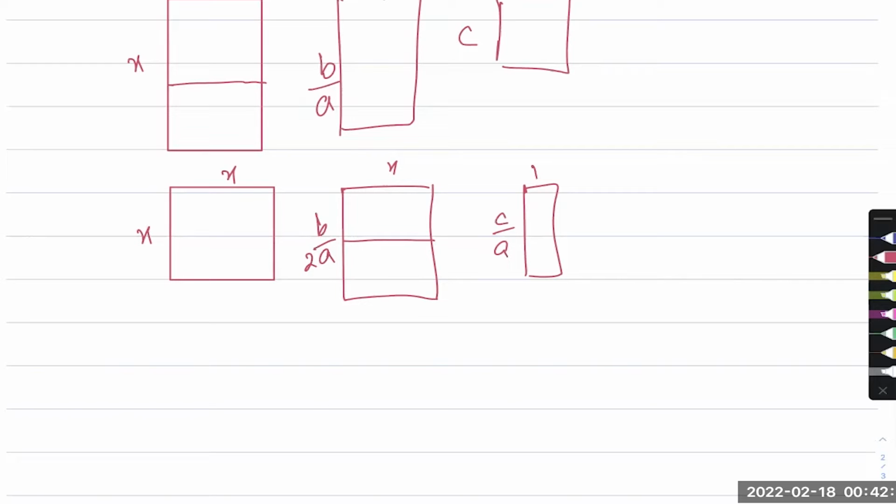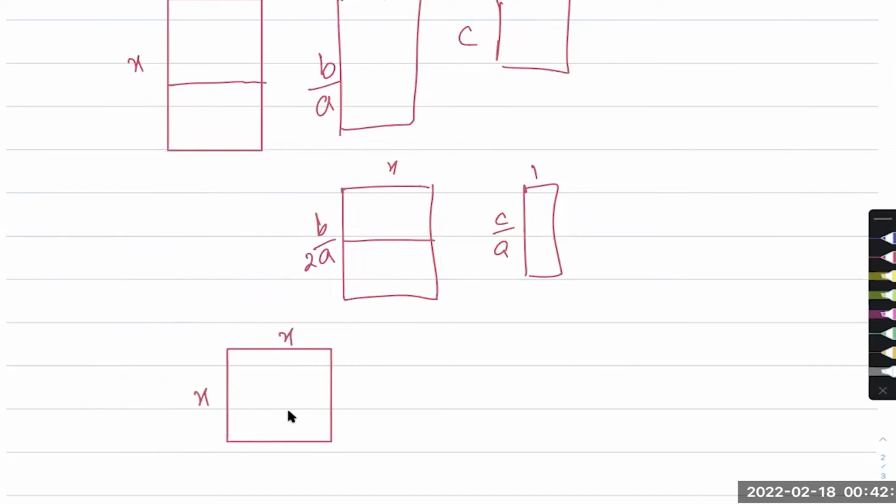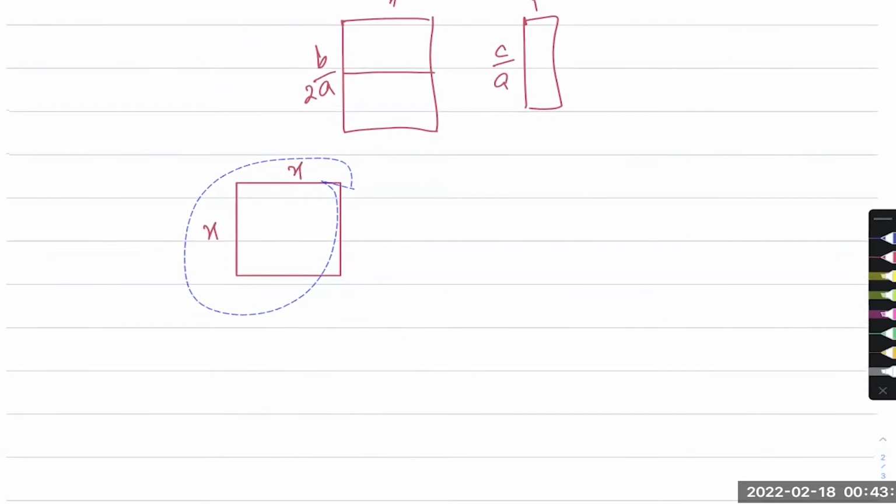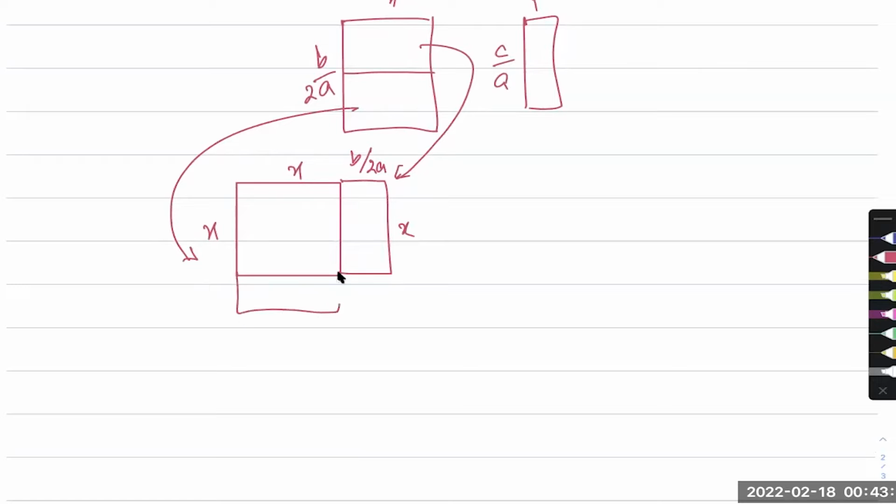Now here's an interesting part. If I take one of these B over 2A pieces, what is its width? Its width is X, isn't it? Yeah. So I can take this one and put it here like this, where the length is X and the height is B over 2A. And if I take this one, I can put it here like this, where the length is X and this is B over 2A.